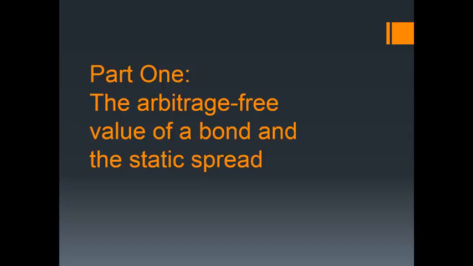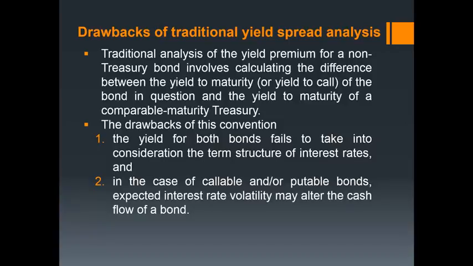with embedded options. Usually when we look at a yield curve premium, we're looking at non-treasury bonds, comparing them with treasury bonds, and we come up with a yield premium by comparing the yield to maturity or the yield to call for the corporate bond with the same maturity treasury security. And there are 2 primary drawbacks to this.